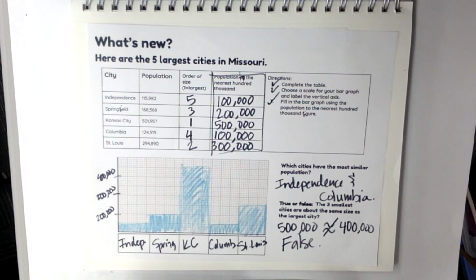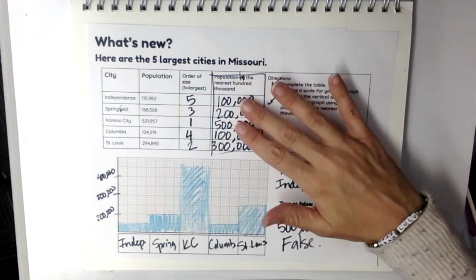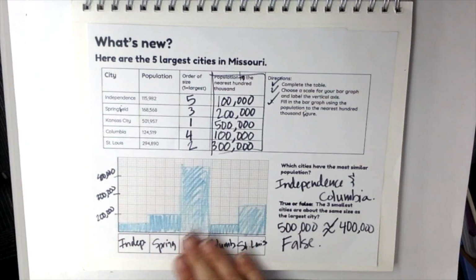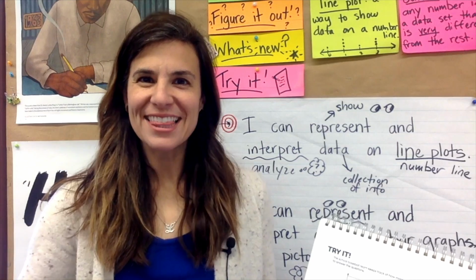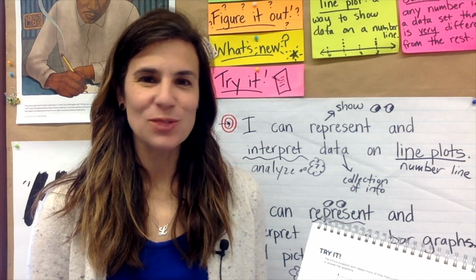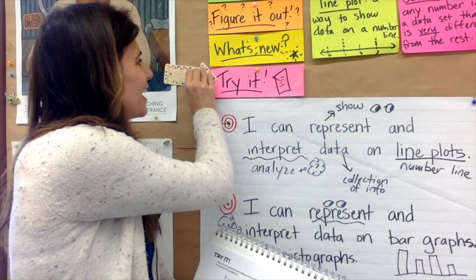Great job on what's new today with analyzing these bar graphs, figuring them out with me, and thinking about how to use all of these different strategies: sequencing and ordering, rounding, and then analyzing the data that we create on our bar graphs and with our pictures. All right, that was kind of fun figuring out those problems. Let's move on to try it.